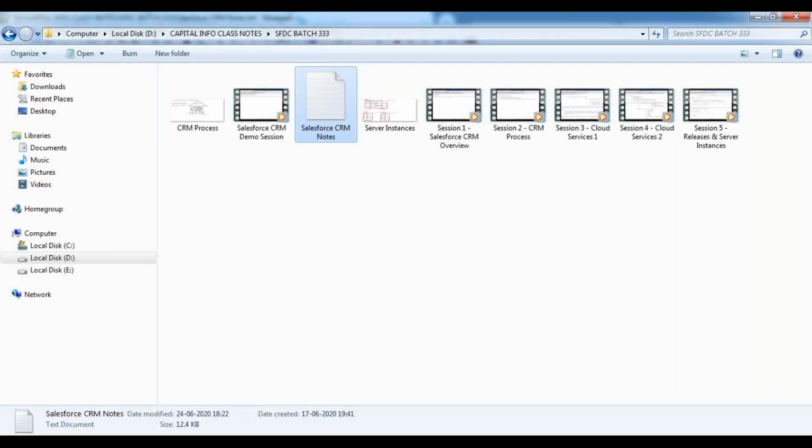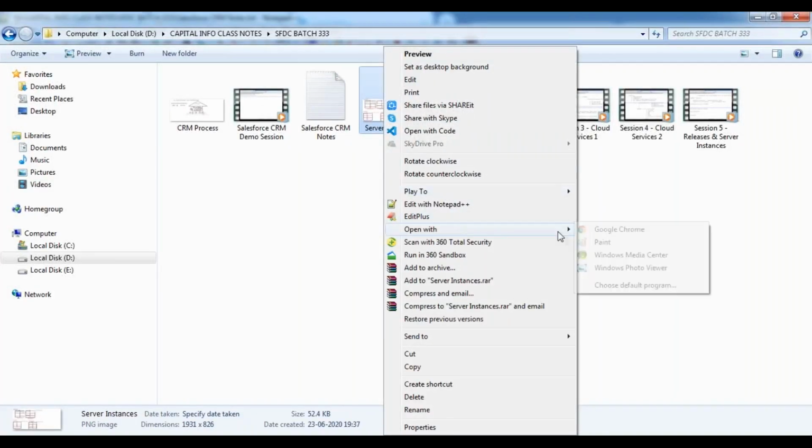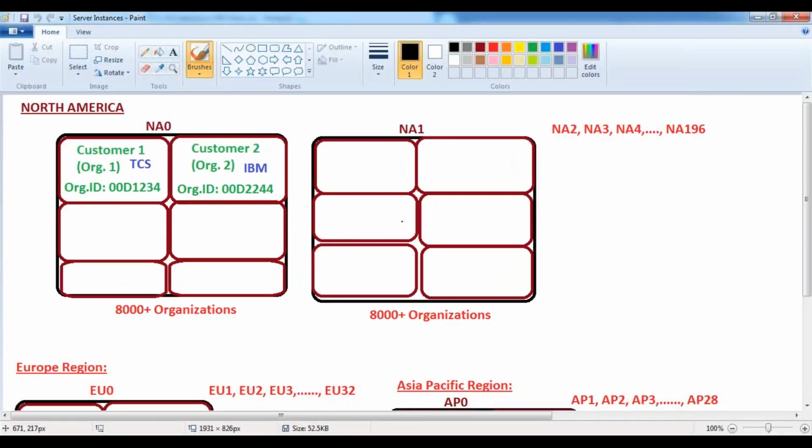Yesterday, we discussed the concept of server instances. This is one server that we have, NA0. In that NA0 server, for how many people are we allocating the memory? For 8,000 organizations. That means 8,000 customers are utilizing this NA0 server on rental basis. Multiple people, multiple tenants are available here.